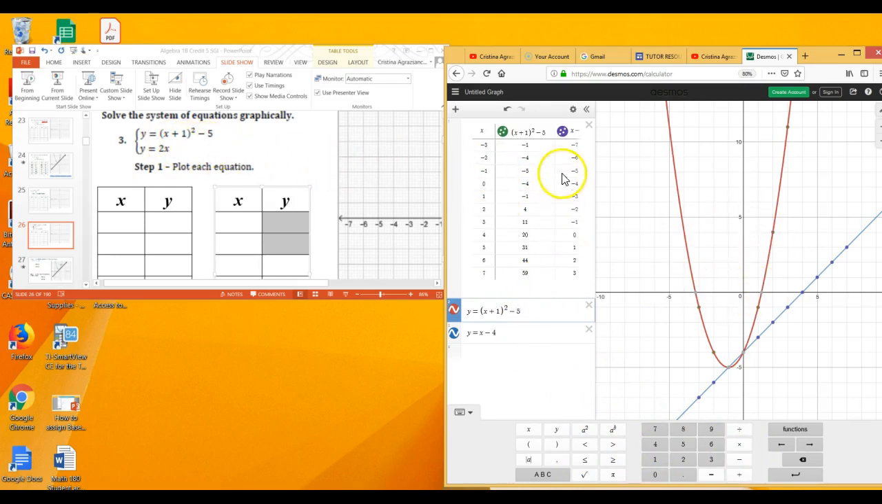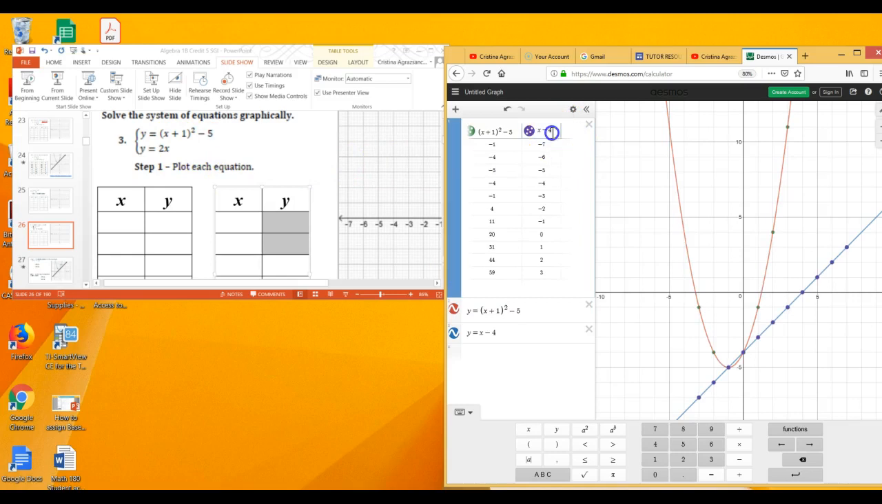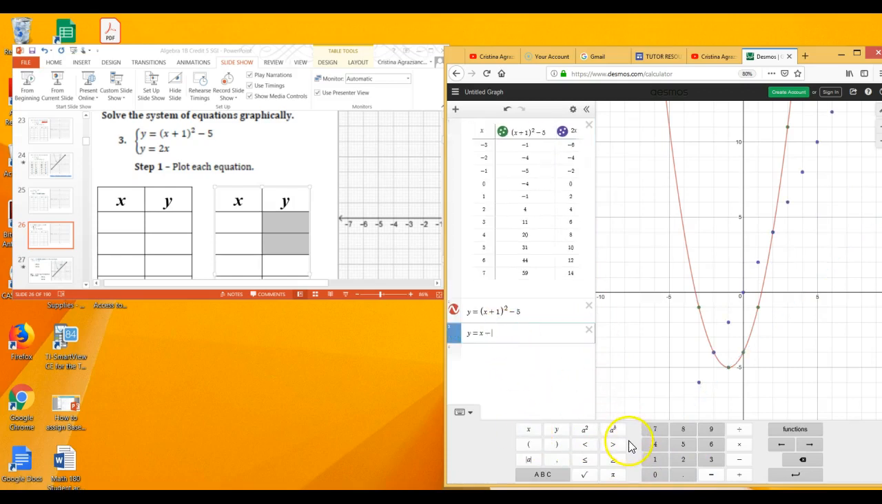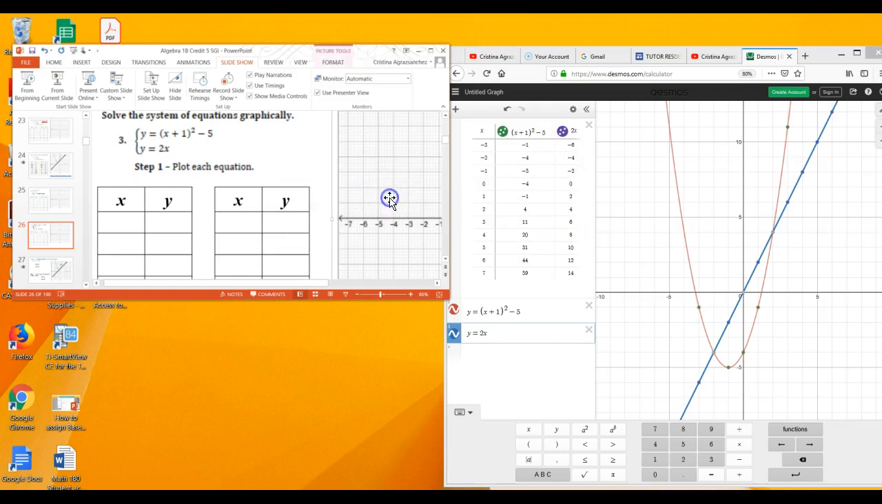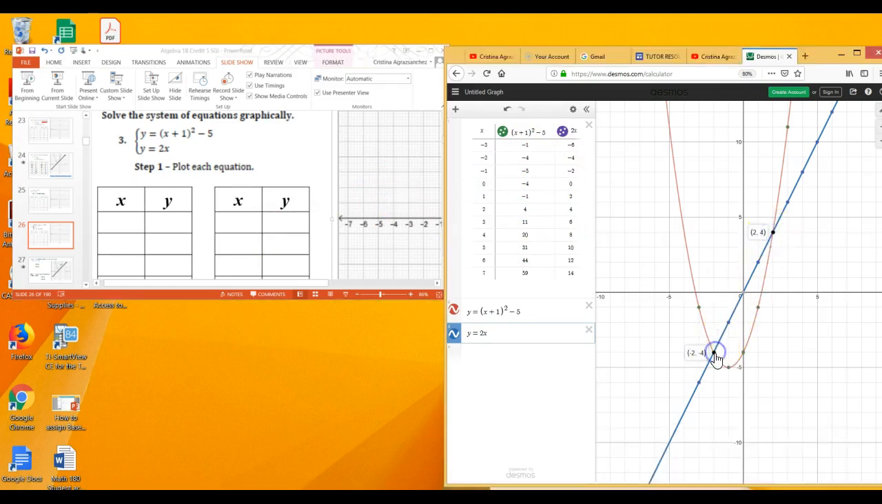And then my equation for the second one would be 2x, and again I'll do the same thing here. So 2x, and you can see that they do cross, and we'll again record some of these table of values that you see here and graph it onto your piece of paper. You do see they cross once at 2, 4, and another at negative 2, negative 4.